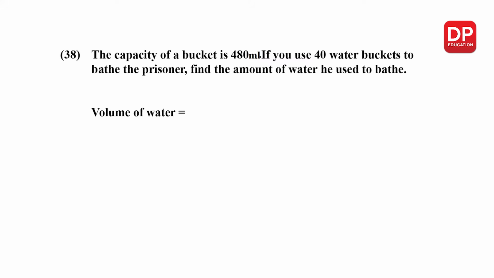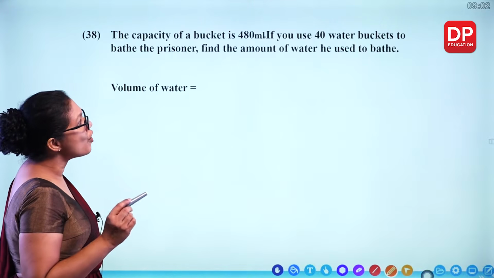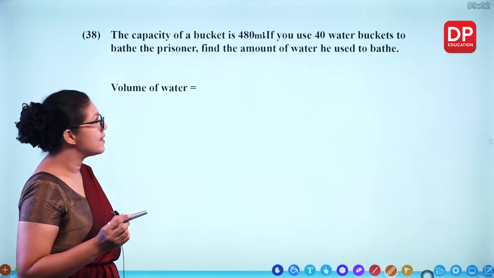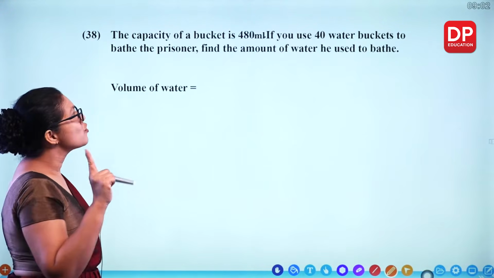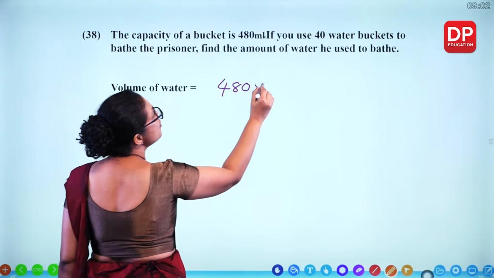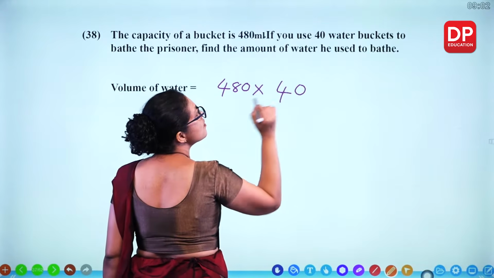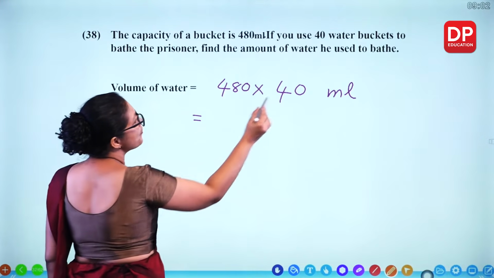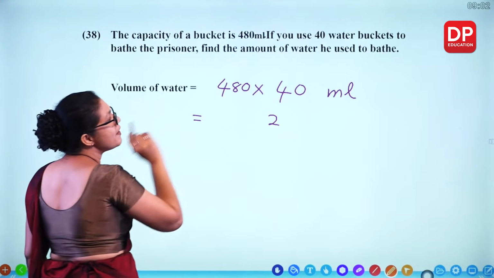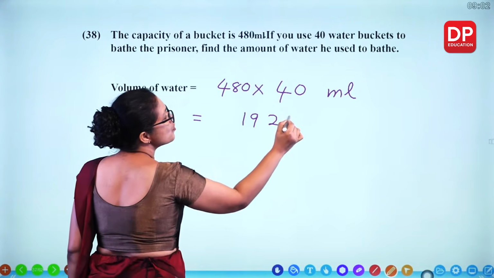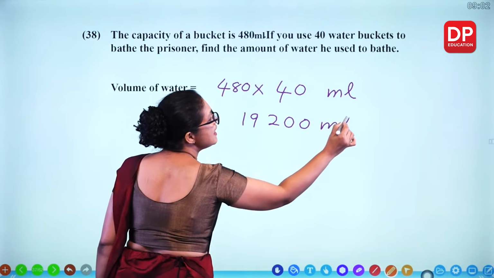Look at this question. The capacity of a bucket is 480 milliliters. If you use 40 water buckets to bathe the prisoner, find the amount of water he used to bathe. So what's the volume of water? So one bucket is 480 milliliters and you need 40 buckets. So this is in milliliters. Multiply by 4. 4 times 8, 32. 3 remaining. 4 times 4, 16 plus 3, 19. And put 2 zeros. This is milliliters.